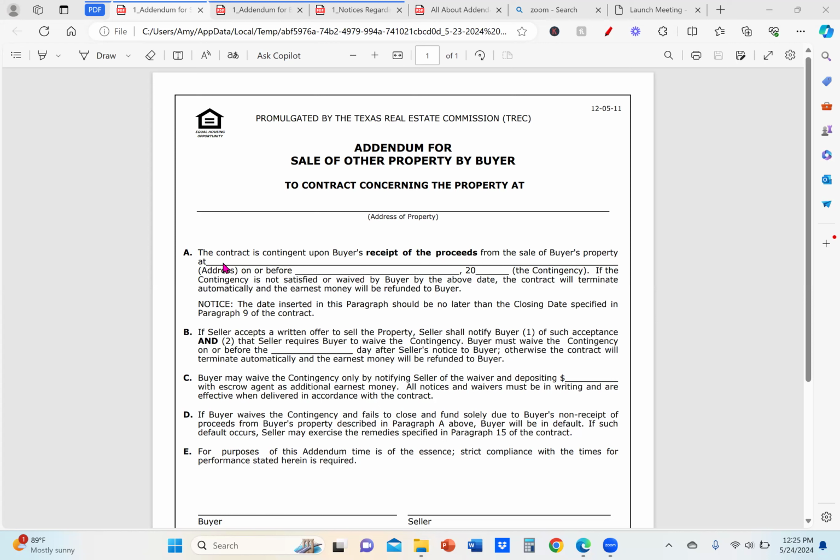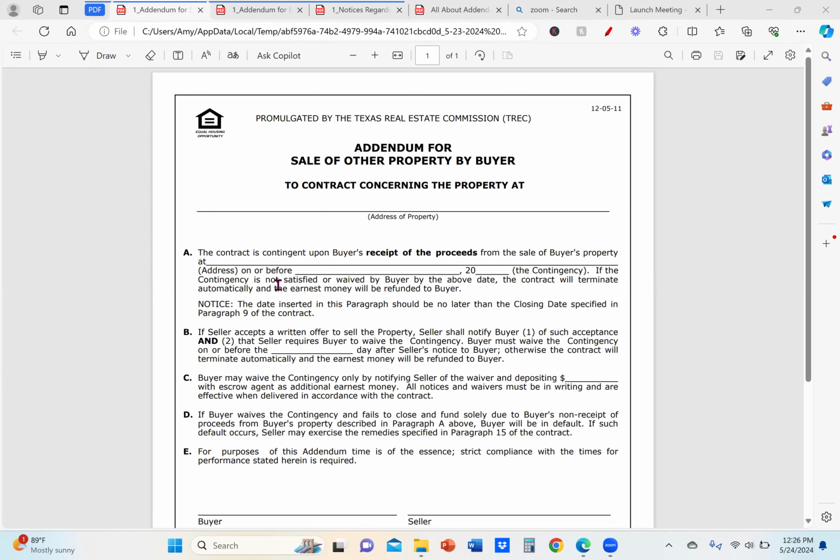On this first line here, that's where you're going to put the address of the property the buyer needs to sell. All right, so paragraph B says that if the seller accepts a backup offer and the offer is executed, the seller can ask the buyer to waive his contingency, aka make this contract no longer subject to selling his home first.